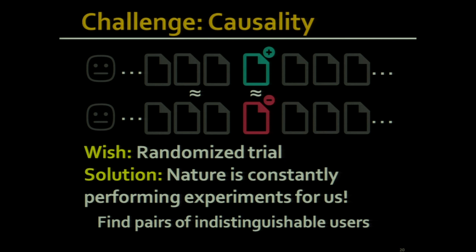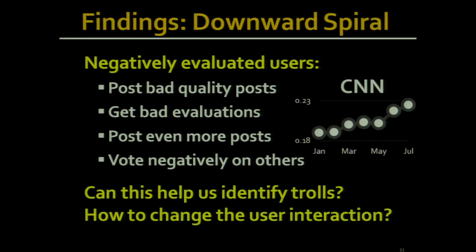So in this case, we can find pairs of users that are practically indistinguishable, but by chance, one gets lots of positive votes and one gets lots of negative votes. And the question is, what happens to their subsequent activity? And just to show, it's a bit depressing.